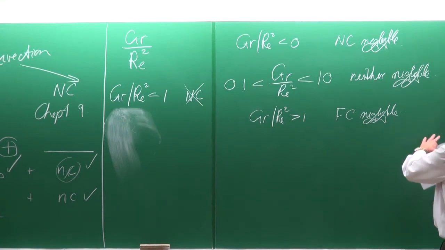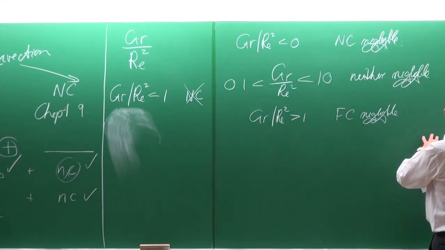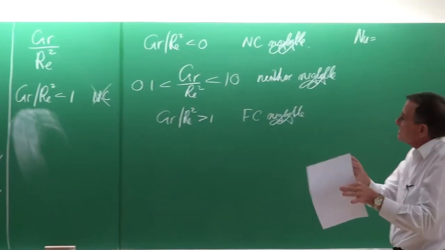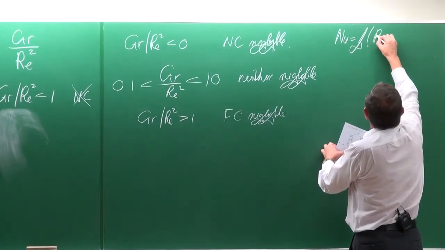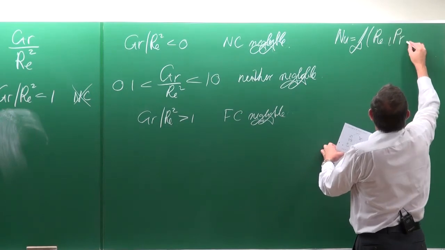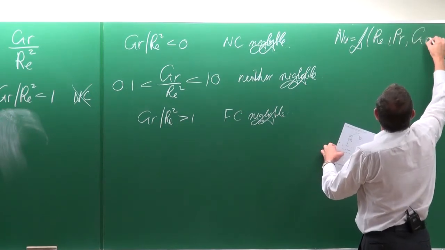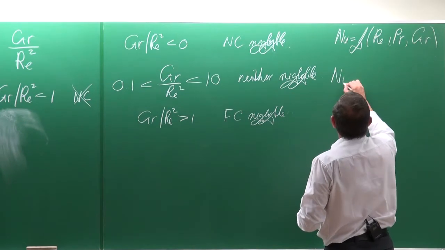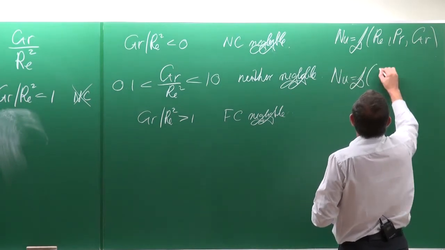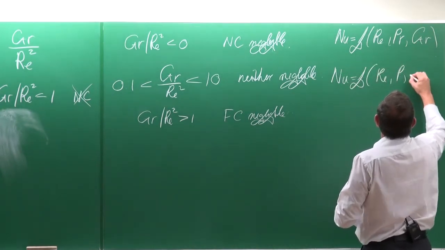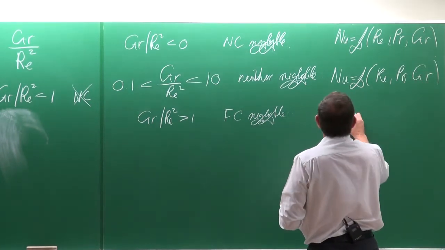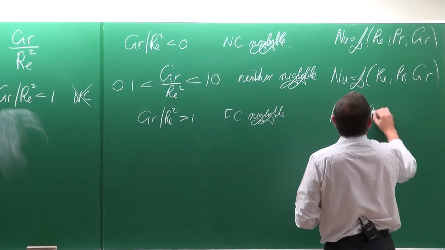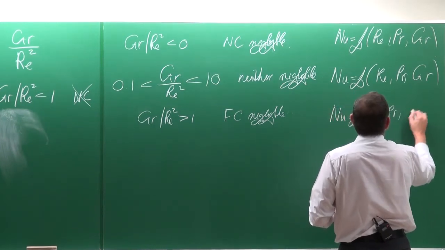In general, and I've mentioned it already when we discussed chapters 6 to 8, the Nusselt number is a function of the Reynolds number, Prandtl number, and Grashof number. For all these three cases, Reynolds, Prandtl, and Grashof, the Nusselt number is a function of Reynolds, Prandtl, and Grashof.